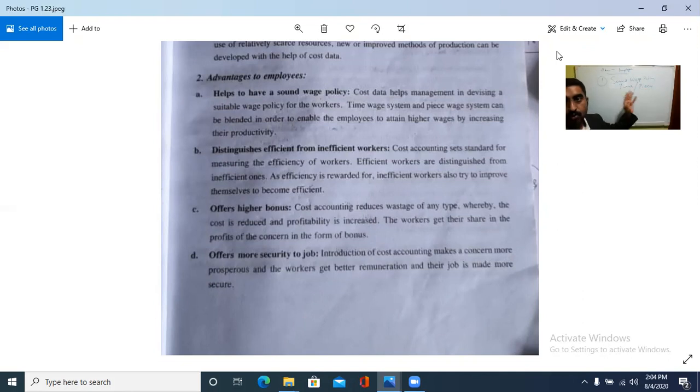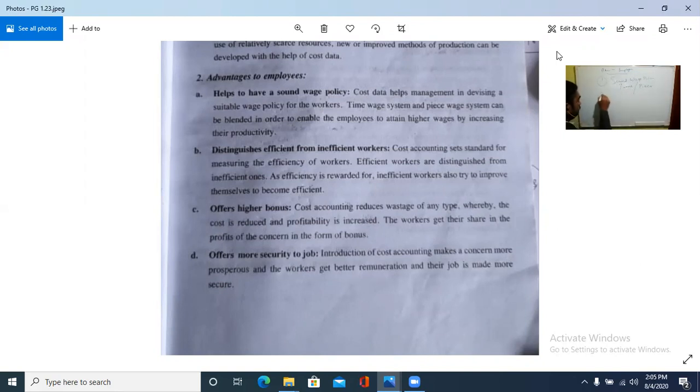These two systems you will study in the second, I think third module in the labor cost, because wages is directly the labor itself. Which one? Time wage system as well as the piece wage system. So time wage system and piece wage system can be blended in order to enable the employees to attain higher wages by increasing their productivity. So good wages is to be provided. That is the first one, a sound wage policy to be adopted.